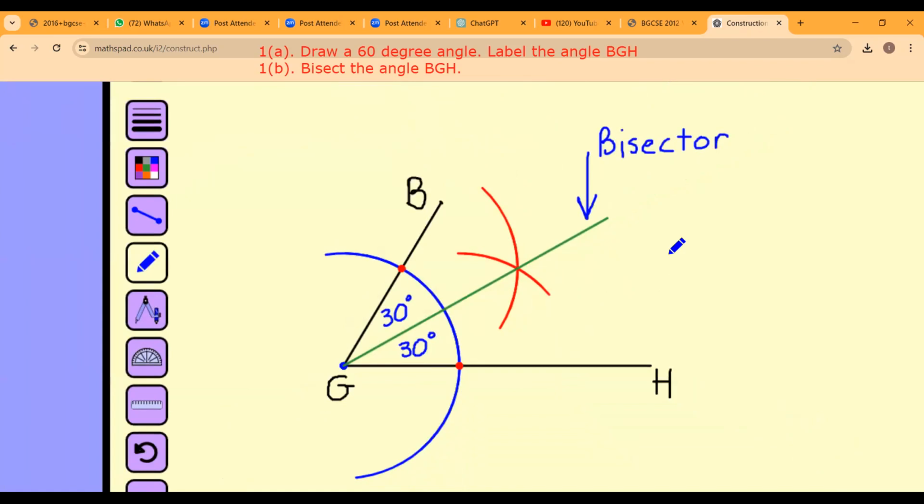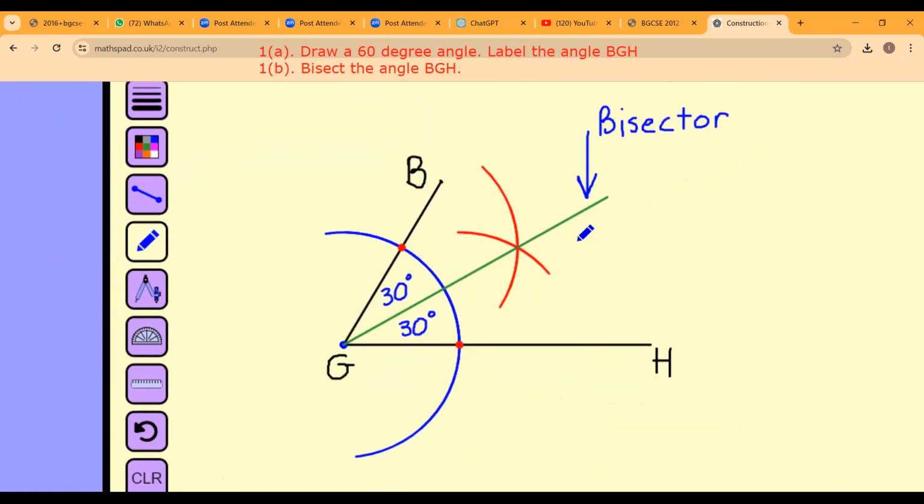Right, so go ahead, Gilbriana, tell me how we're going to bisect this. Yes, sir. So first what we do is we plot a point which we would name G, and we got our protractor, and we got our pencil, and we draw a line and we name the end of the line H. Well, you use a ruler for that to draw the line.